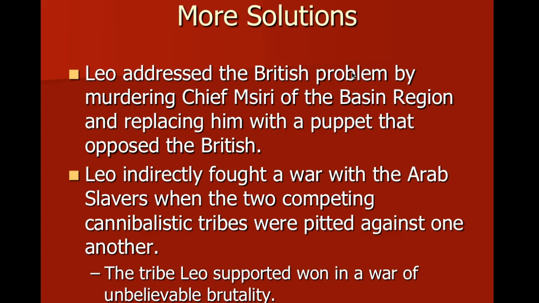More solutions. Leo addressed the British problem by murdering a chief, Missouri, of the Basin region and replacing him with a puppet that opposed the British. Leo indirectly fought a war with the Arab slavers when two competing cannibalistic tribes were pitted against one another. So he was able to pit people against each other. The tribe Leo supported won in a war of unbelievable brutality.